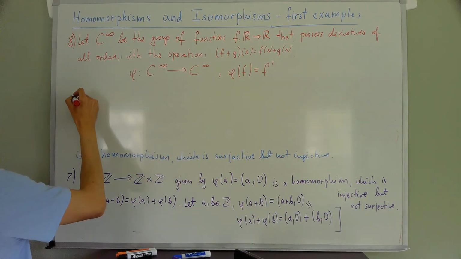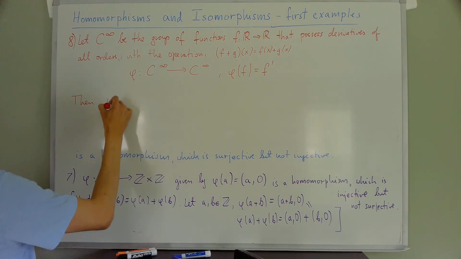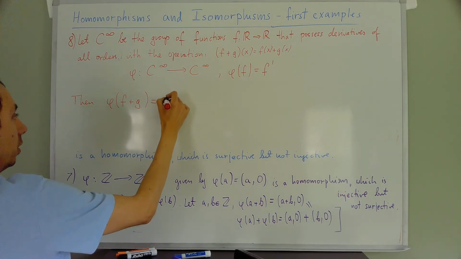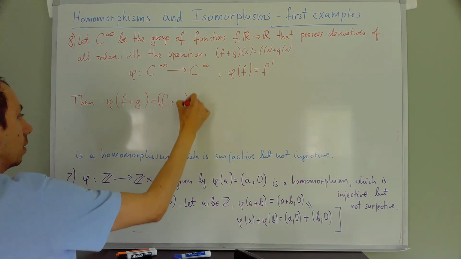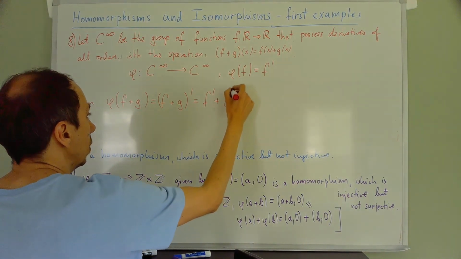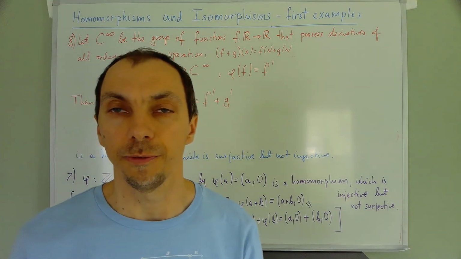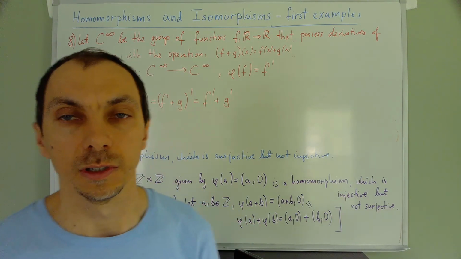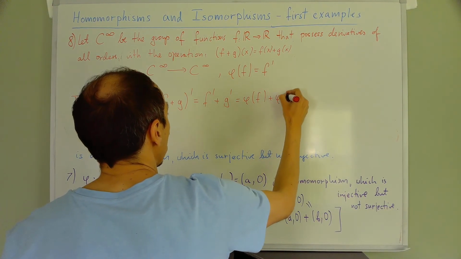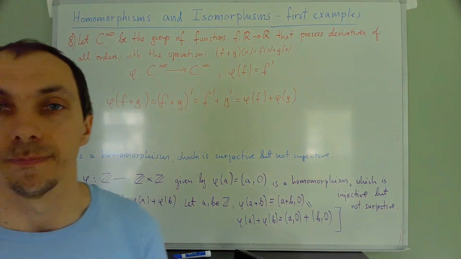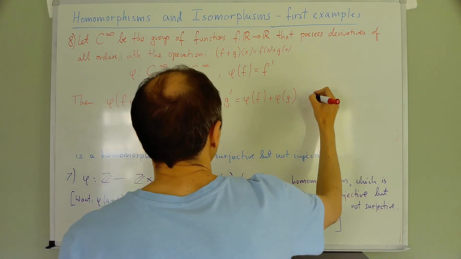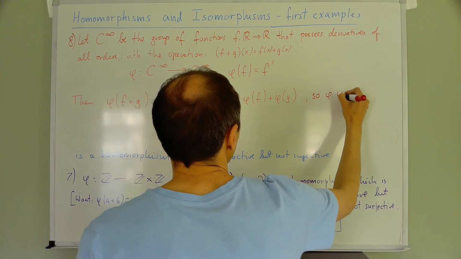Well then, phi of f plus g is equal to, by definition, that's f plus g derivative. But what's the derivative of a sum? That's the sum of derivatives. Remember, derivative of a sum of functions is the sum of the derivatives. So you get this, which is phi of f plus phi of g. So, yep, that's a homomorphism. So phi is a homomorphism.